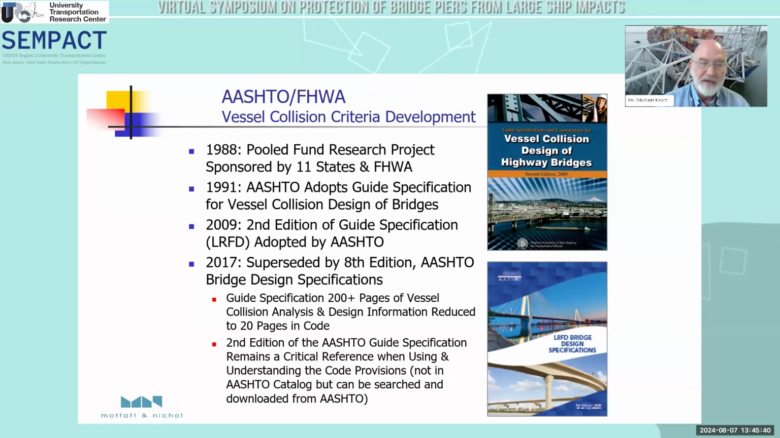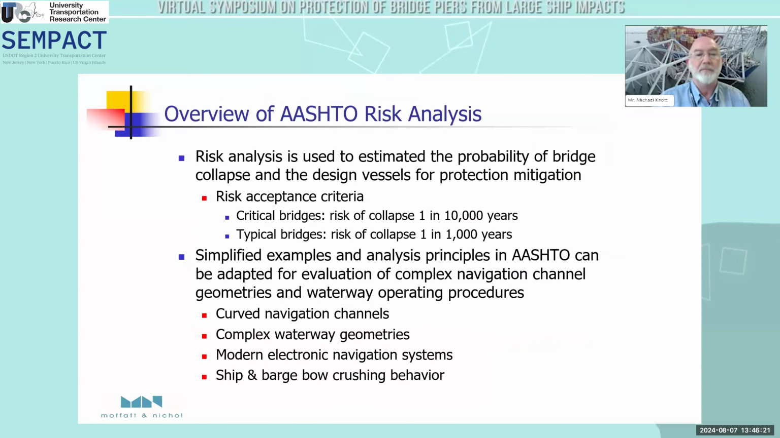Somewhat recently, the guide specification has been superseded by the AASHTO Bridge Design Code itself. I just highlight that the guide specification had over 200 pages of great vessel information about the equations and where they come from and how they were developed. It has some worked examples in it. That's been reduced to 20 pages in the Bridge Design Code. So if you're involved in vessel collision design, you really should have a copy of the guide specification. It's a critical reference. Strangely, it's not in the AASHTO catalog, but it can be searched for and found on the AASHTO website and downloaded.